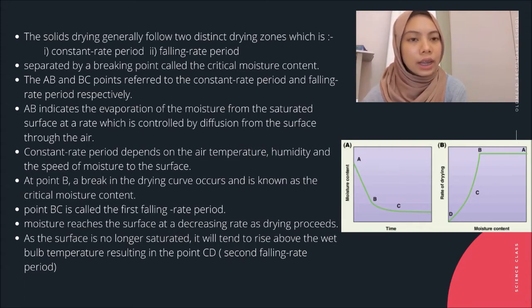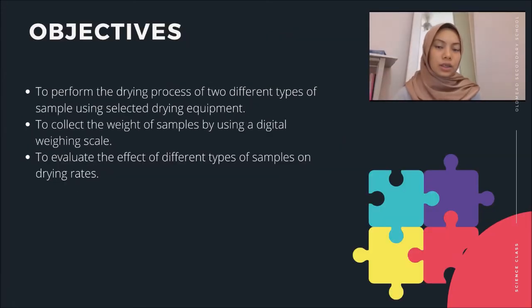And then other than that, the mechanism that controls its transfer will also influence the rate of drying. As the surface is no longer saturated, it will tend to rise above the wet bulb temperature, resulting in the point CD. So the point CD is the second falling rate period. Let's move to the objectives.